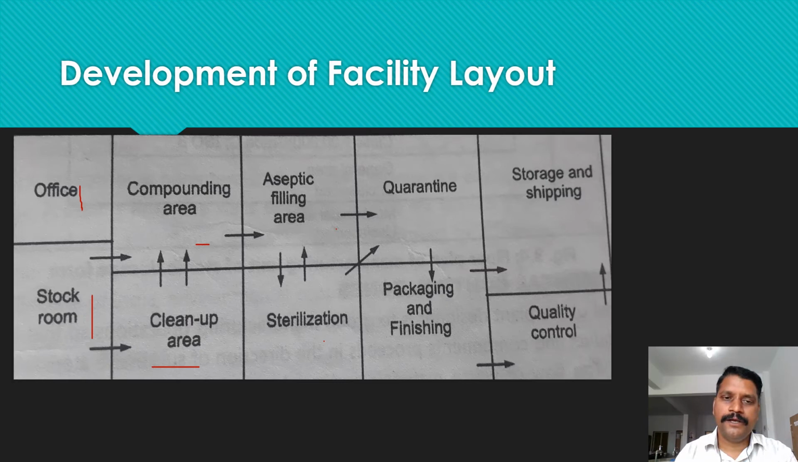Okay, so here we must follow good aseptic practices, such as a high efficiency particulate air filter, or laminar airflow cabinet, or HVAC system, heating, ventilation, and air conditioning system, for the filling of material or content of the parenteral dosage form in the particular container, aseptic filling. So after filling aseptically, a quarantine area is there.